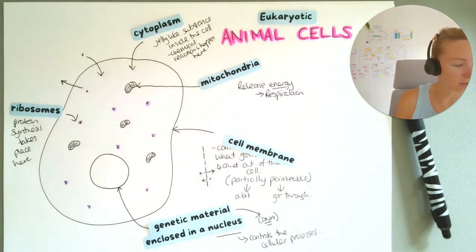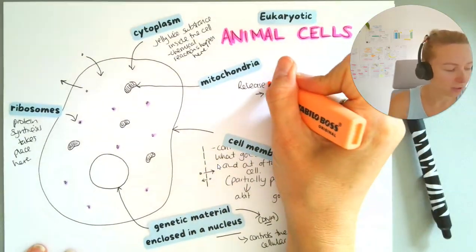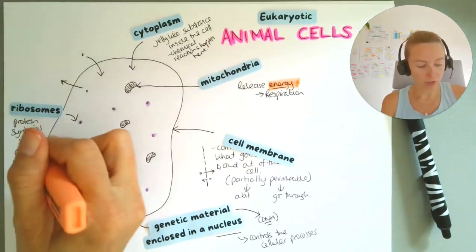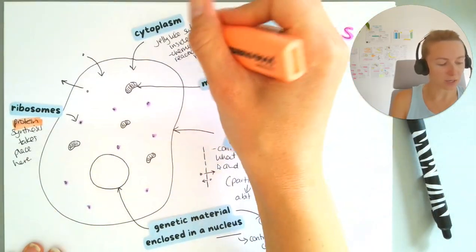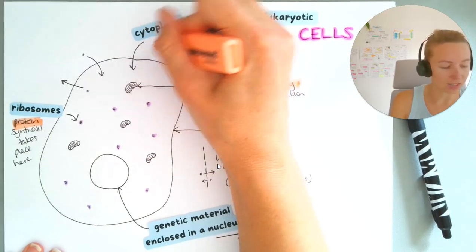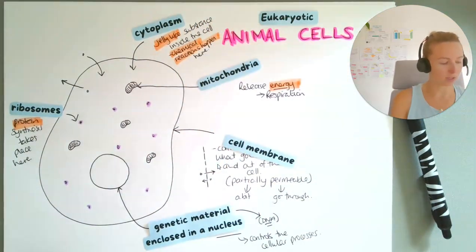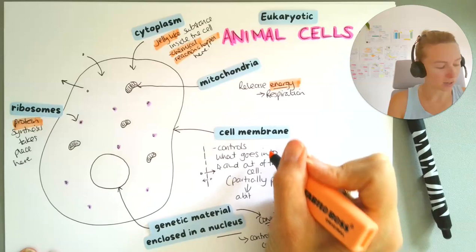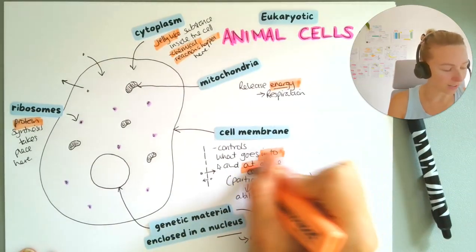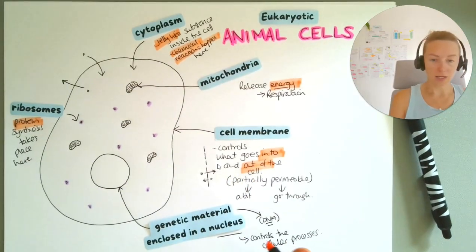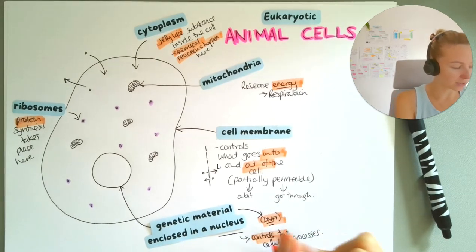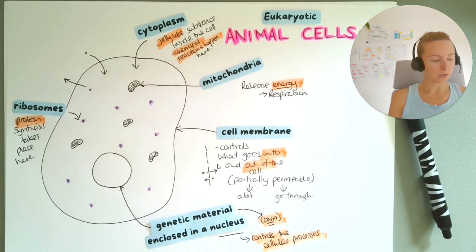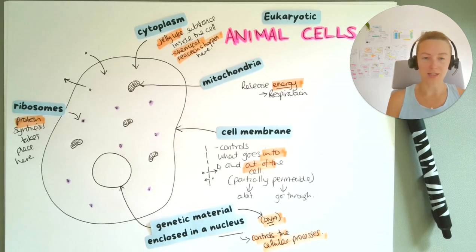So let's get some highlighting in here. The mitochondria release energy. The ribosomes make proteins. The cytoplasm is inside the cell. It's the jelly-like part, and chemical reactions happen here. The cell membrane controls what goes into and out of the cell. The nucleus has your DNA and it controls the cellular processes. Okay, so you've got 5 things in the animal cell that you need to remember.